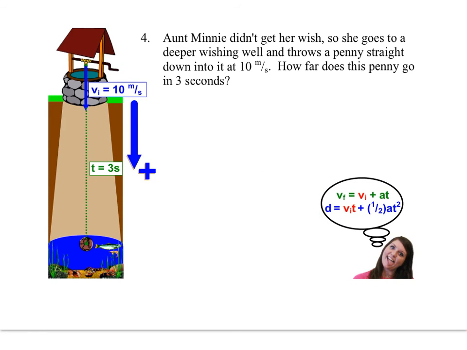Okay, so I want to show you one last problem just to show you one more new approach, something that we can try here. It says here, Aunt Minnie didn't get her wish, so she goes to a deeper wishing well and throws a penny straight down into it at 10 meters per second. How far does this penny go in 3 seconds?